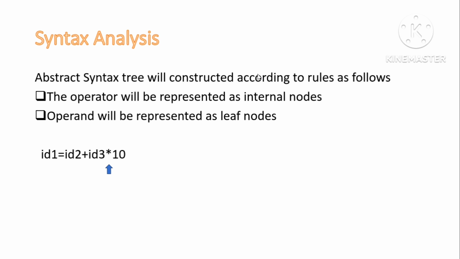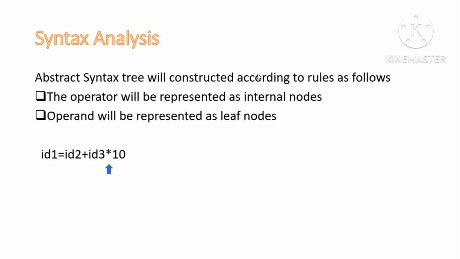Now, what is meant by abstract syntax tree? When we construct an abstract syntax tree, there are certain rules to follow. The operator will always be represented as an internal node. So any kind of operator will be represented as an internal node, and an operand will always be represented as a leaf node. This is the set of rules used to construct an abstract syntax tree.